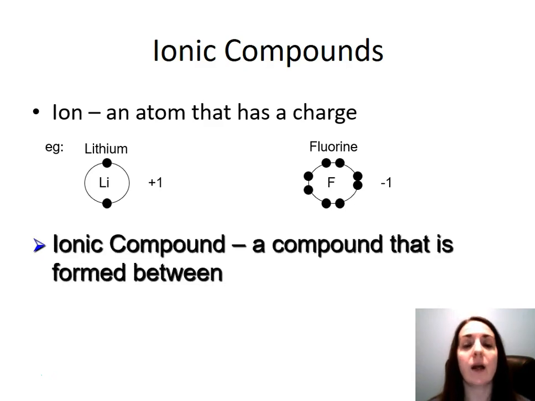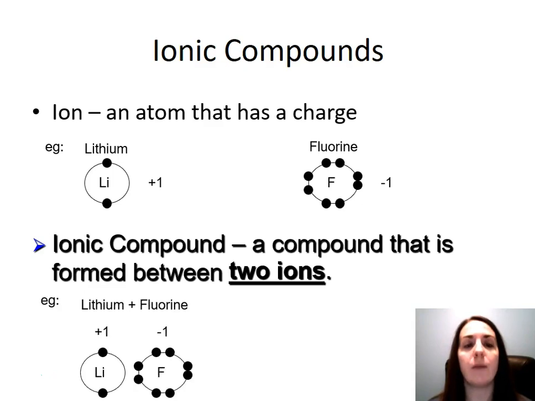So an ionic compound is a compound that forms between two ions. So it's usually a positive ion and a negative ion, so a metal and a nonmetal. So for example, here we have lithium and fluorine, and they have formed an ionic compound.